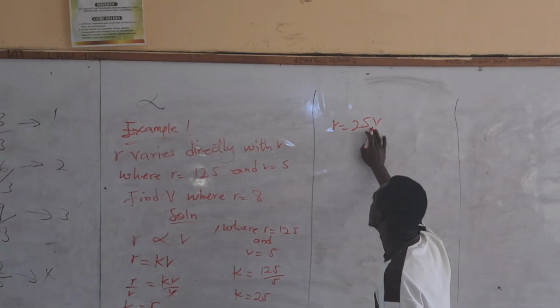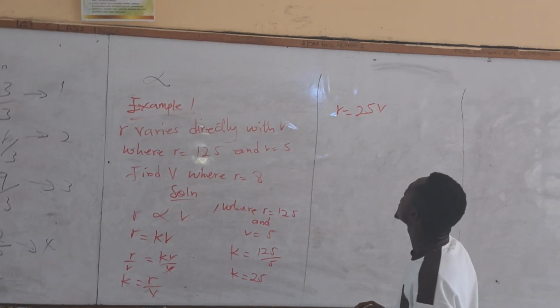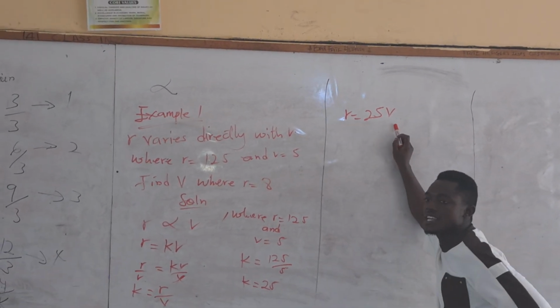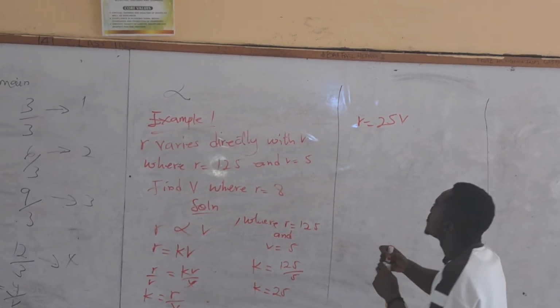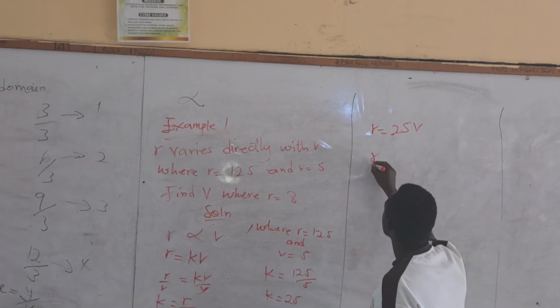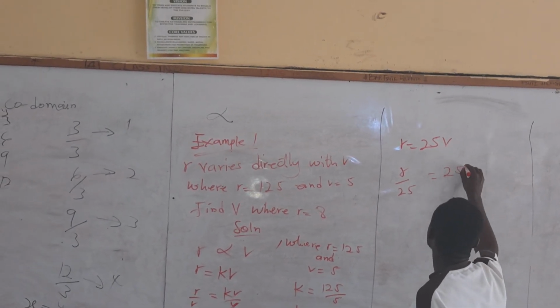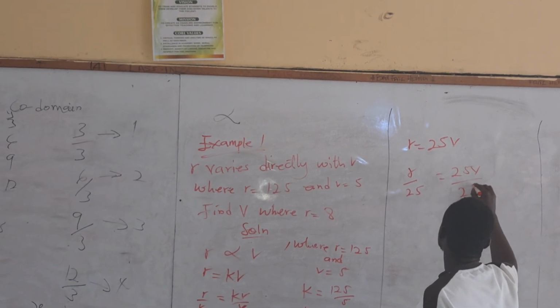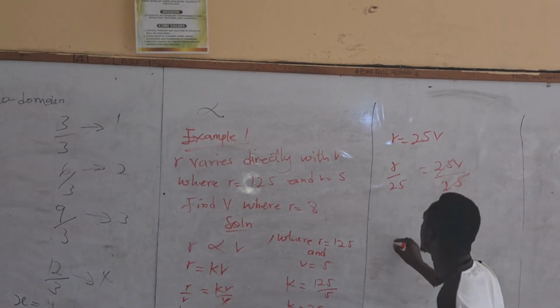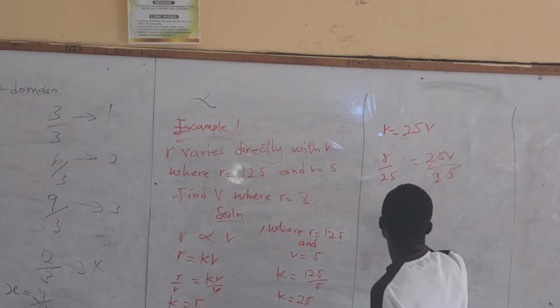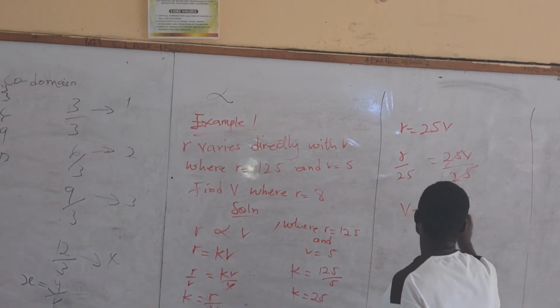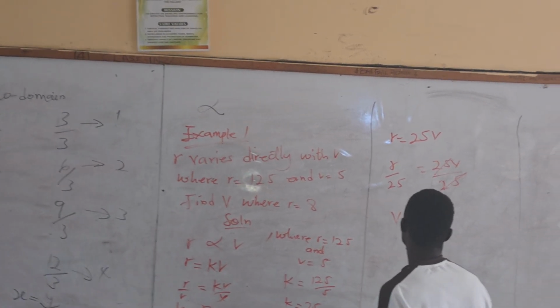So if you have to find V, then you divide both sides by the coefficient of V. So we are going to have R over 25 equals 25V over 25. This one will cancel this. Therefore, we have V equals R over 25.